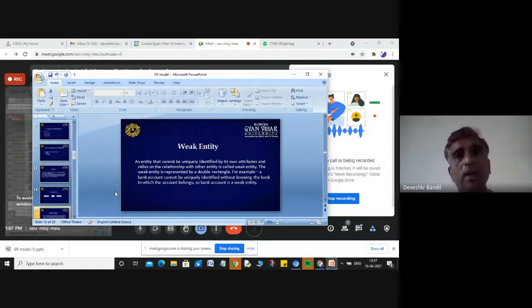Now, weak entity. If your entity depends on another entity, it is a weak entity that cannot be uniquely identified by its own attributes. If an entity is not uniquely identified by its own attributes and relies on the relationship with another entity, it is called a weak entity. In one word, if one entity depends on another entity, it is called a weak entity. A weak entity is always represented in a double rectangle.